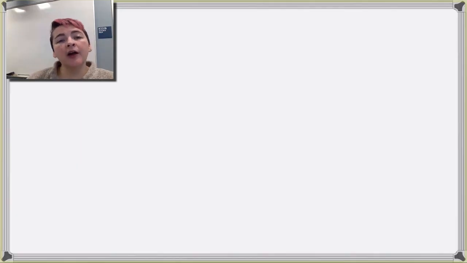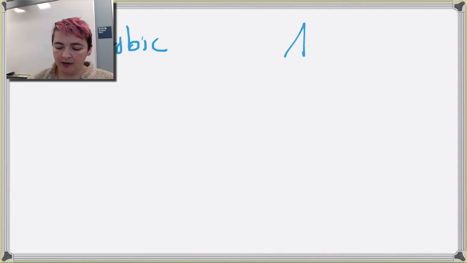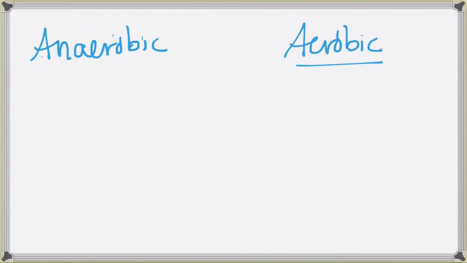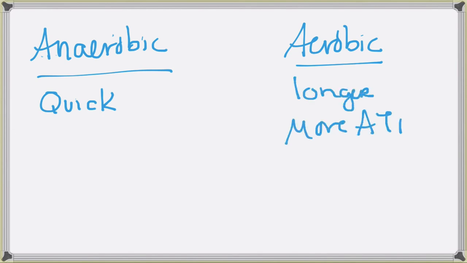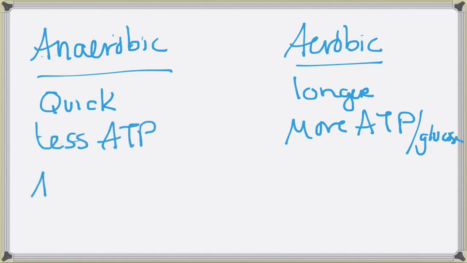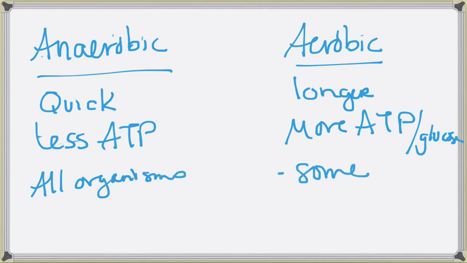If we compare aerobic respiration to anaerobic respiration, we can see that anaerobic respiration is very quick. If you need quick energy, anaerobic is the pathway to go. Aerobic takes much longer to go through that process, but it's much more efficient. You get so much more ATP per glucose going through aerobic respiration than you do anaerobic. Anaerobic respiration can be done by virtually all organisms. Aerobic respiration can only be done by some, and that is cellular respiration.